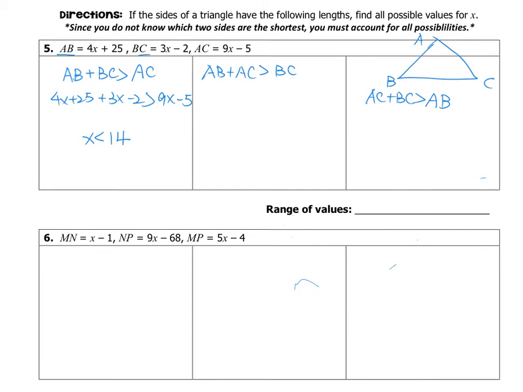Same thing here, AB plus AC. AB is 4x plus 25. AC is 9x minus 5. That has to be greater than BC, which is 3x minus 2. If you do your algebra, I think it's negative 2.2.